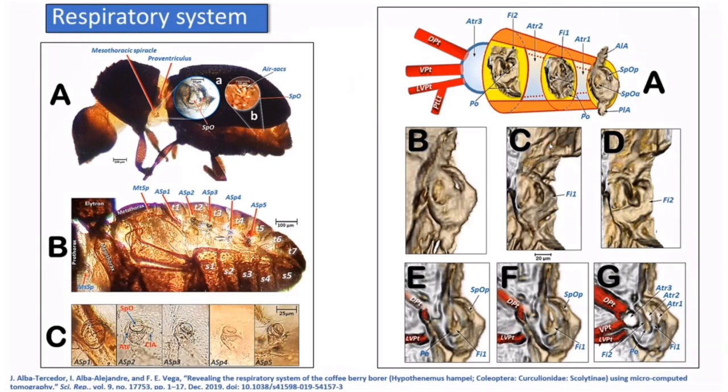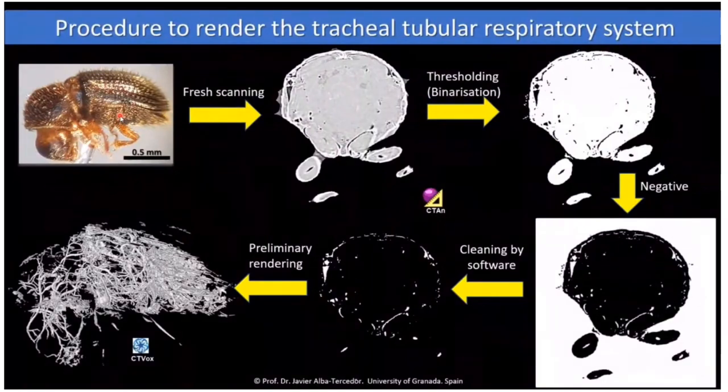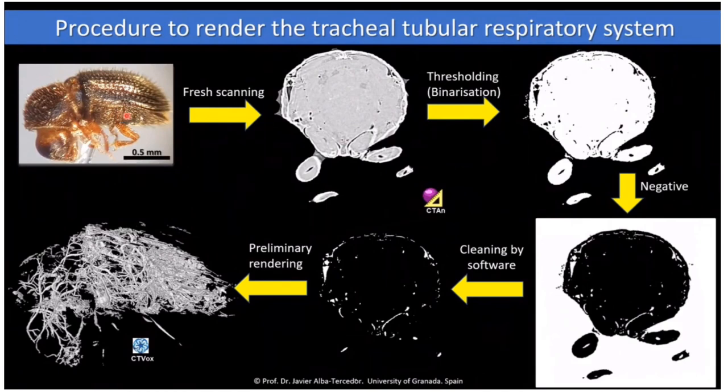To be able to study in detail the whole tubular system, we use a method that is shown schematically here. We scan the animal: we kill them and immediately scan them. Why? Because insects have all the internal organs immersed in hemolymph, in liquids. When we scan them, this liquid is water, which is very opaque to X-ray. So we see almost nothing, but we see the air contained inside the tubular system.